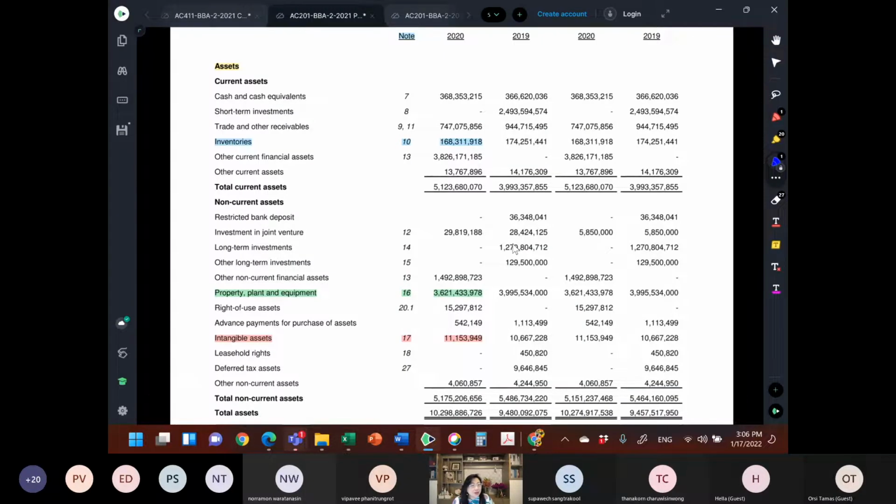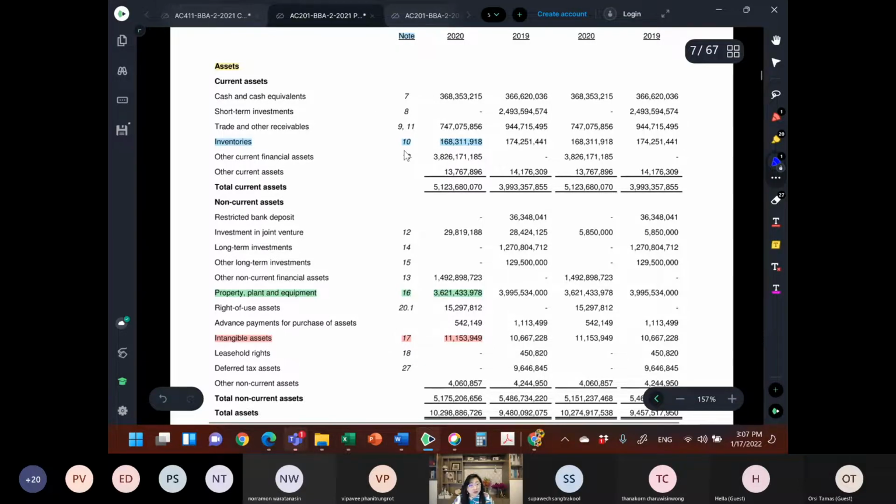What do we have here? We have cash, we have short-term investment, we have trade and other receivables. We have the inventories. Specifically for the inventory, the amount is 168 million. And if you want to know more about the inventory, you have to look at the notes. See that? Note number 10.